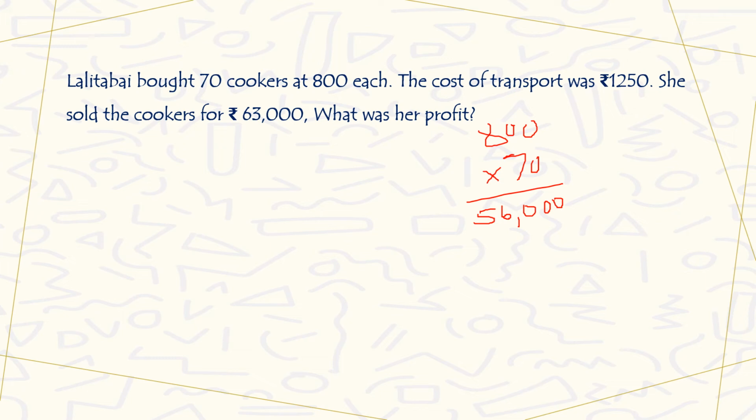So how much did she spend? 1250 rupees. So this is the total cost price. Now this is the cost price, and this is the expenditure that she spent on extra expenses. You add it and you will get the total cost price of the object now. So you will get 57,250 rupees, right? So this is the total cost price.